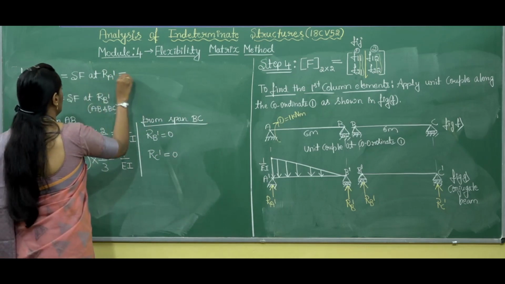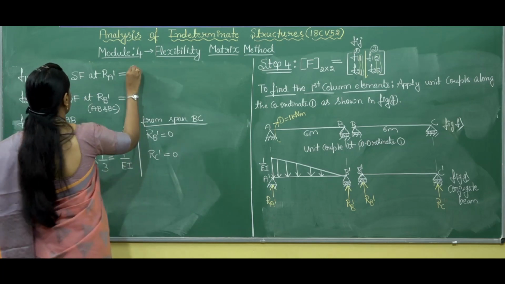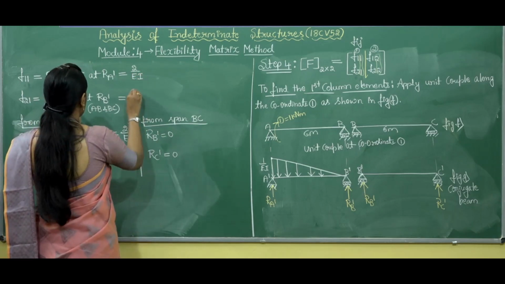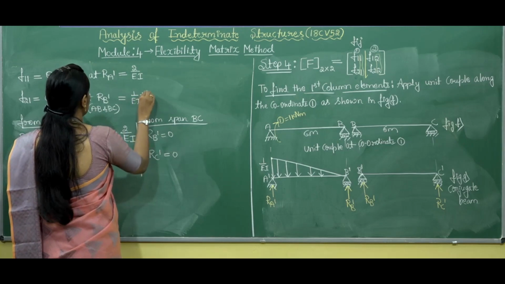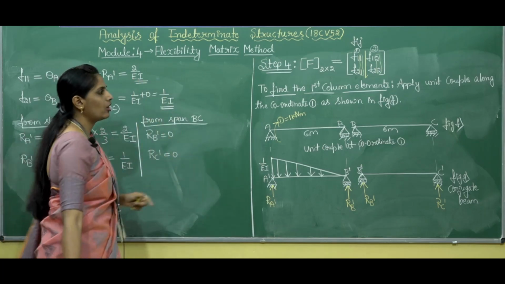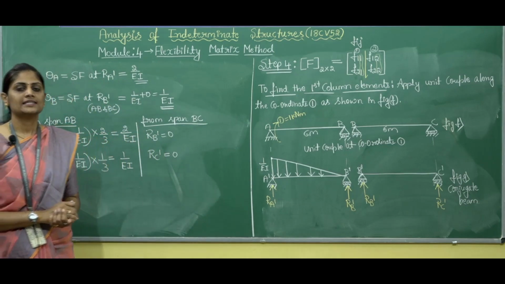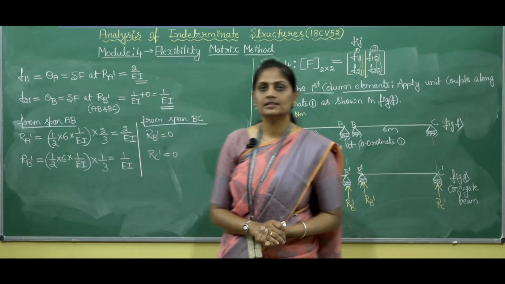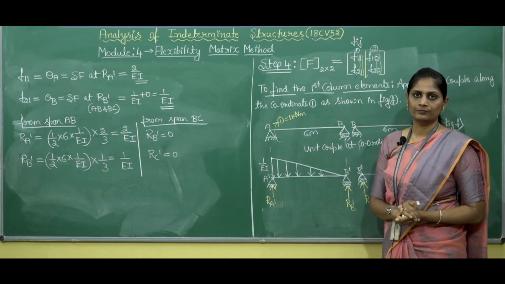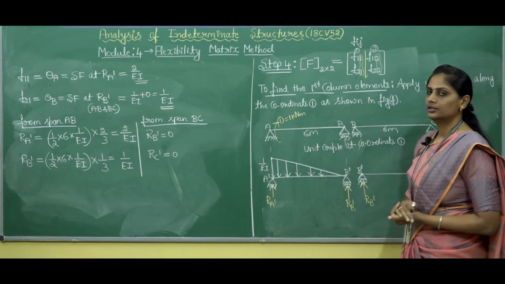So now if you write here, F11 is nothing but theta A, so that is equals to 2 by EI, and F21 is 1 by EI plus 0, so that is equals to 1 by EI. So we got the first column elements in the flexibility matrix. In the same manner, we are going to find the second column elements, that is F12 and F22. That is, we are going to apply unit couple along the coordinate number 2.